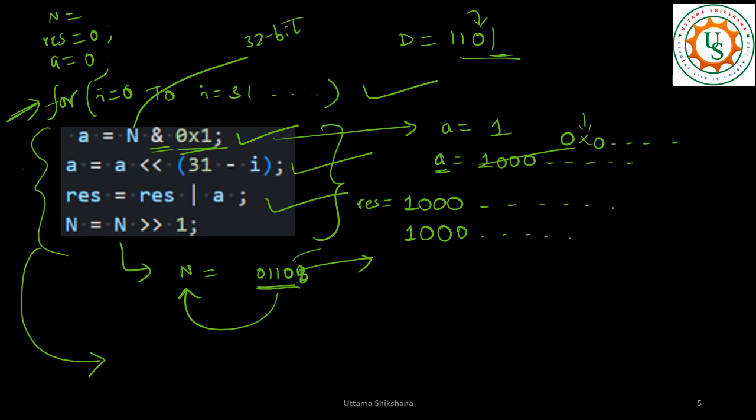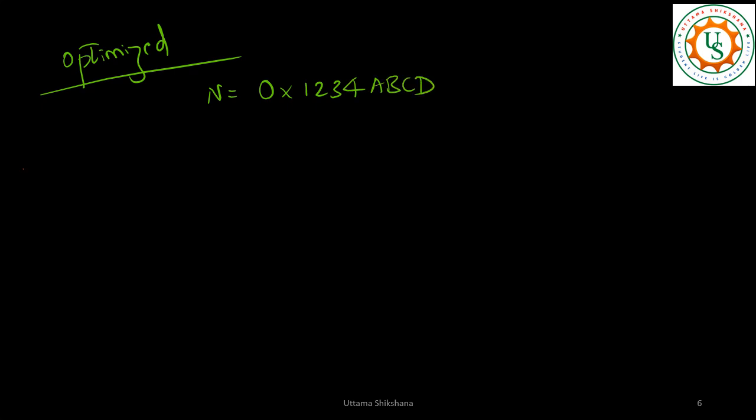So the next approach is the optimized approach. Let me write the value of n: 0x1234ABCD. See, if you don't know the answer to this beforehand, then it would be very difficult to figure out the solution on the spot.